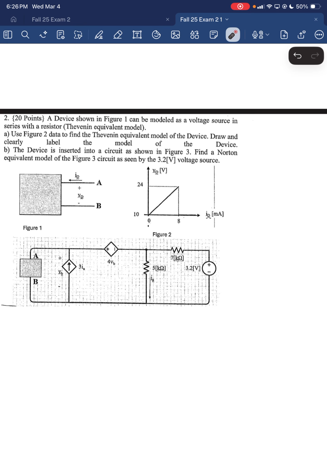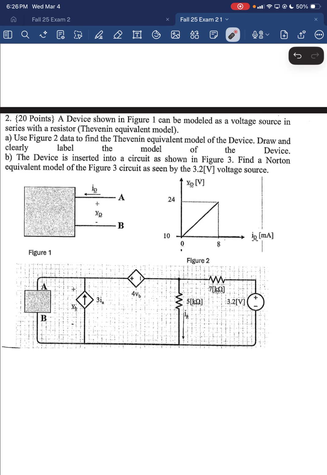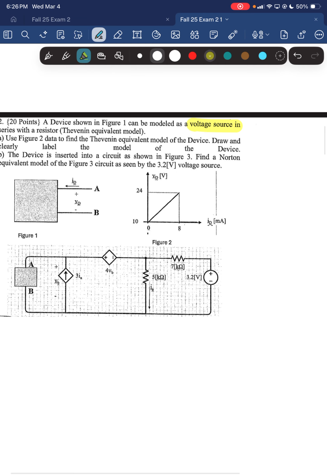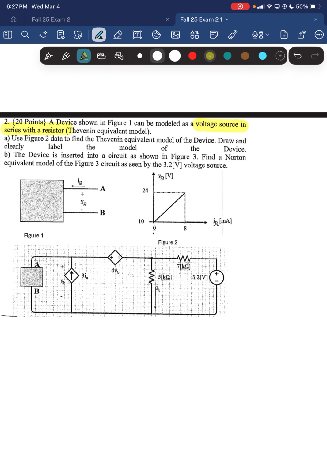Okay, so this is number 2 from the Fall 25 exam, and it is a device modeling problem. These problems always come with a paragraph. It tells us that a device shown in figure 1 can be modeled as a voltage source in series with a resistor. So that is your important key word that we will be basing our solution around. So I'm going to highlight that. That's super important. And then it says, use the data in figure 2 to find the Thevenin equivalent model of the device, draw it clearly, and label the model of the device.